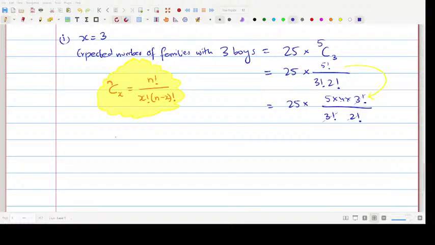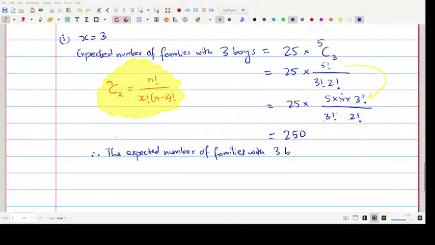So this will get a 2 over there. So 2 multiplied by 5 is 10, multiplied by 25, we get 250, right? So therefore, the expected number of families with 3 boys is 250. That is the answer.